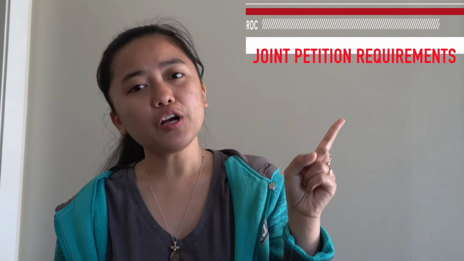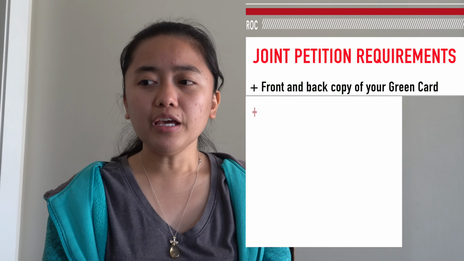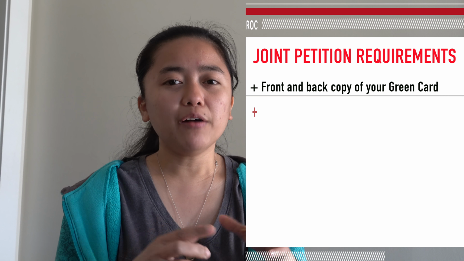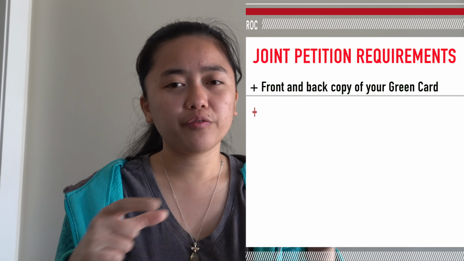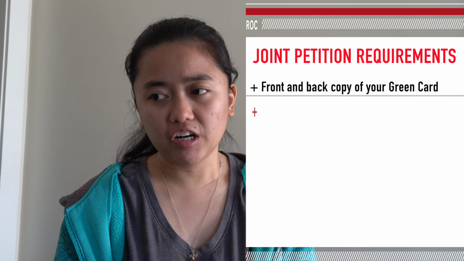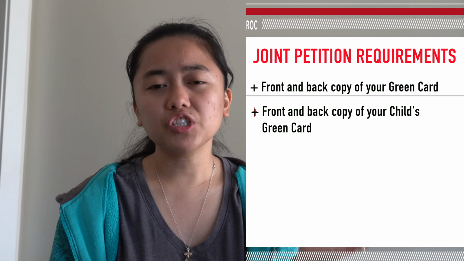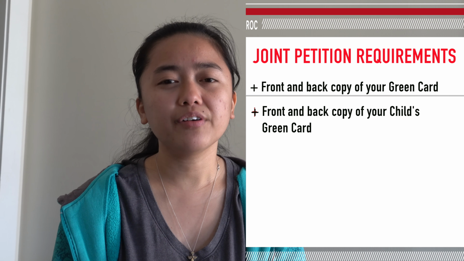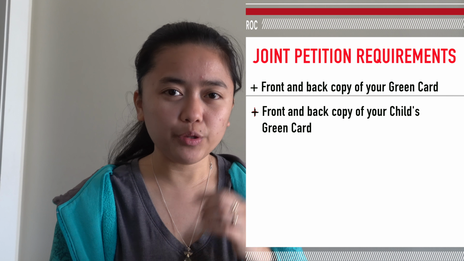Okay, so these are the things that you need to provide as supporting documents if you're filing as a joint petition, just like what I did in my case. Okay, so first is the copy of your green card. You have to have a copy of the front and the back of your 2-year green card, and a copy of your children's green cards if you have a child who's filing with you.